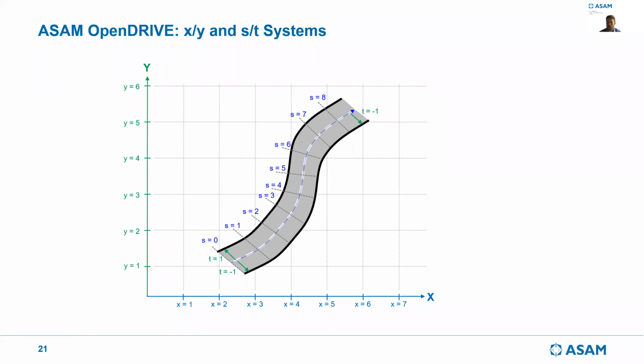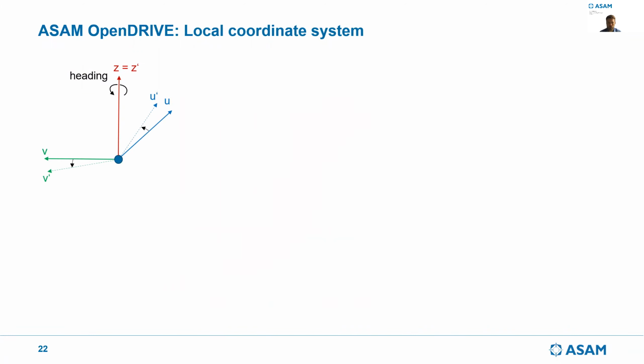All right. So when we continue and think about the local coordinate system, what I said before is that the local coordinate system is all about the objects and that the objects live in that local coordinate system.